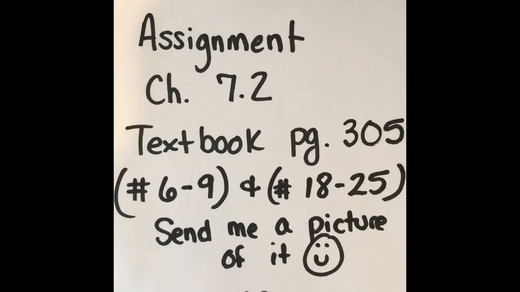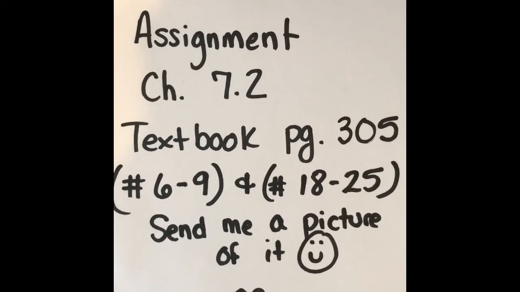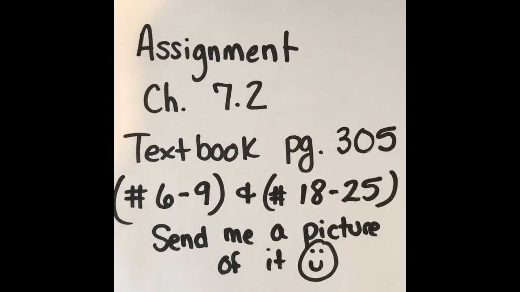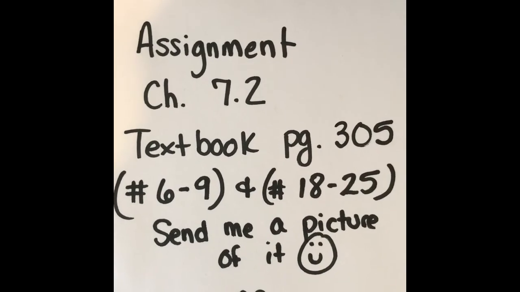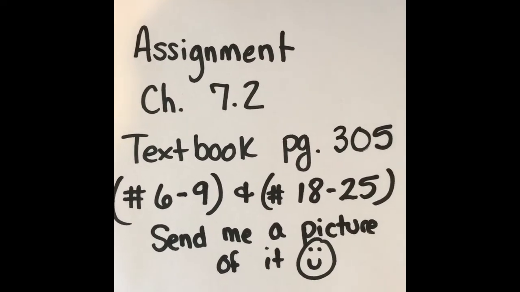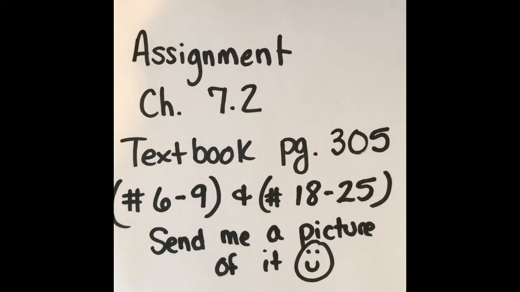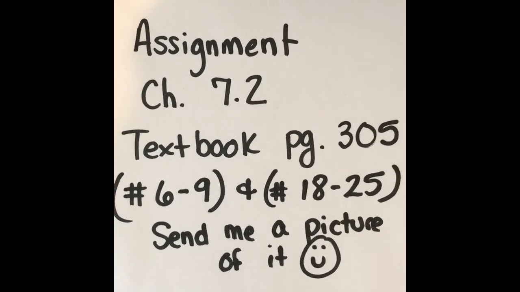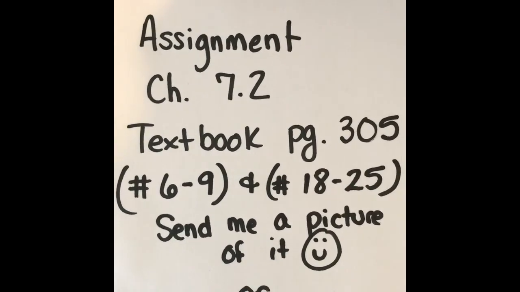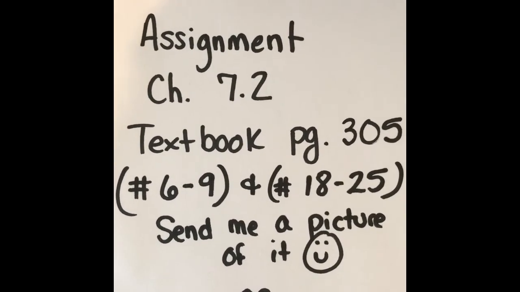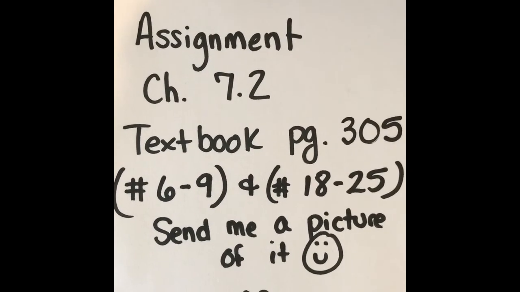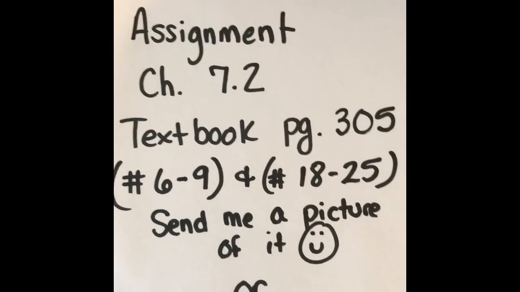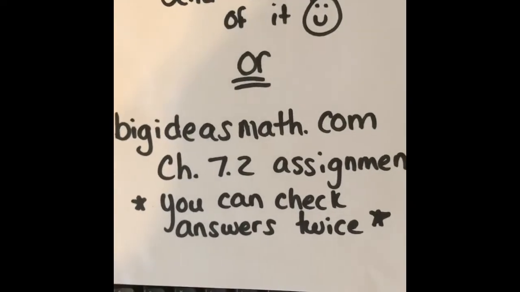Okay, your assignment for chapter 7.2. You can either do your textbook, page 305, numbers 6 through 9, so 6, 7, 8, 9, and then 18 through 25. Show me your work on that. Send me a picture of it to banksa@wbsdweb.com so you can get credit for it. Make sure to show your fence and that you're doing the opposite operation on each side of the fence in order to solve it.